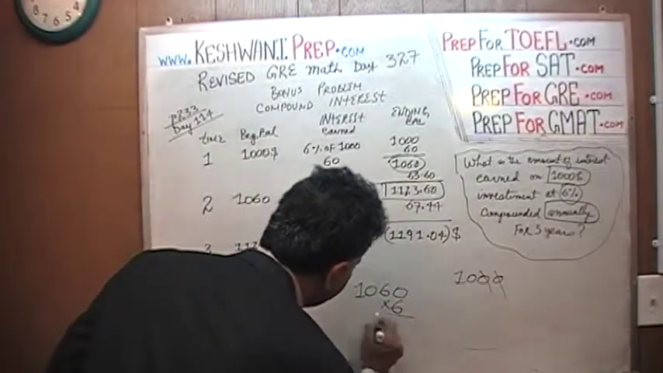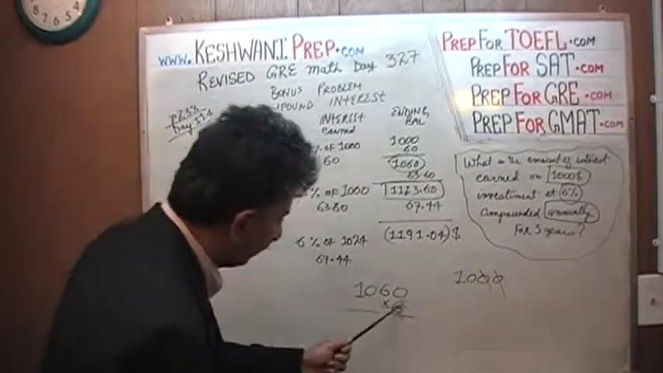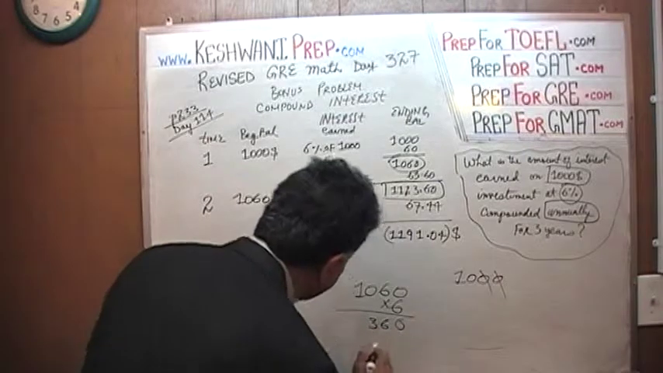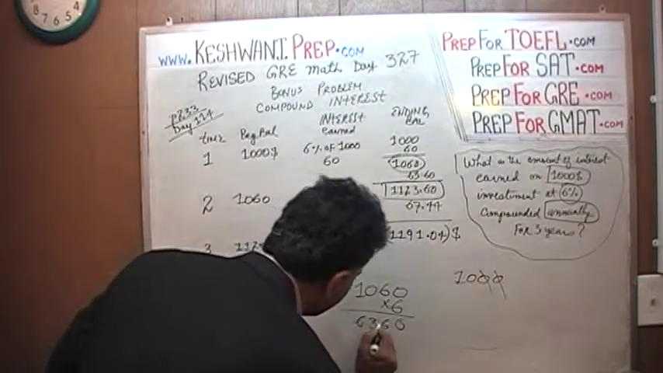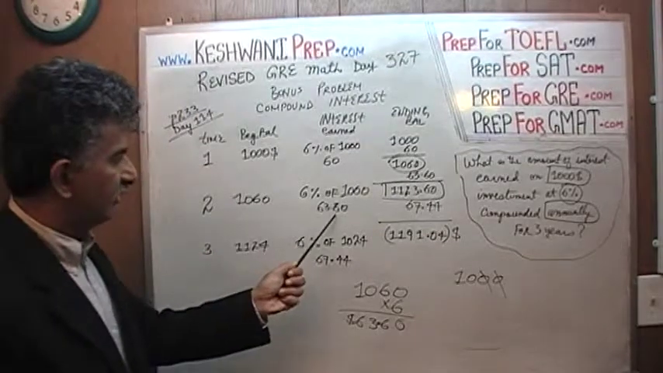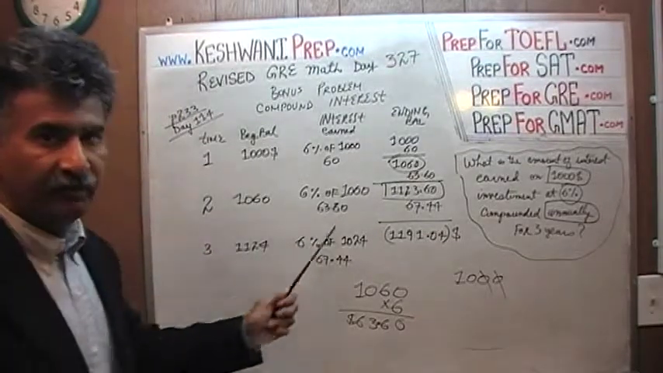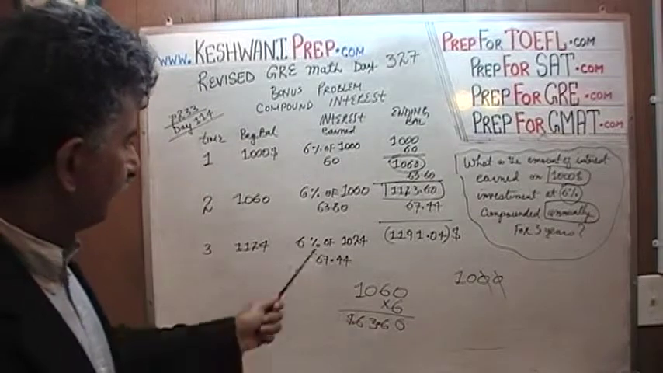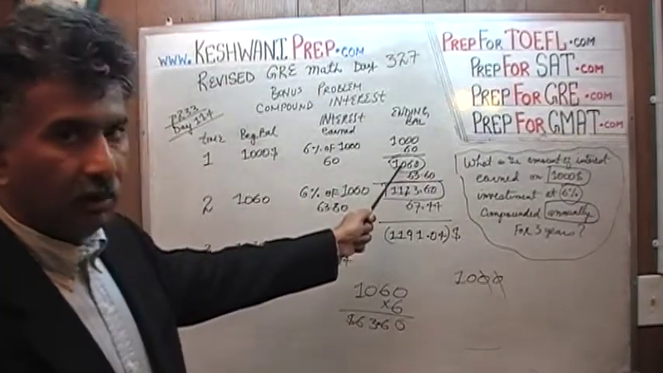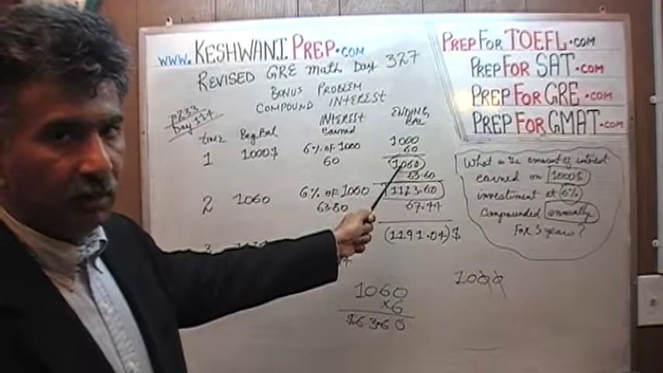1,060 multiplied by 6, okay? 6 zeros are 0, 6 times 6 is 36, and 6 ones are 6. There you go. So we're going to earn $63.60. $63.60 is the amount of interest we're going to earn the second year. So we take that amount of interest that we earn in the second year, and we add it to the balance that we started out our second year with.